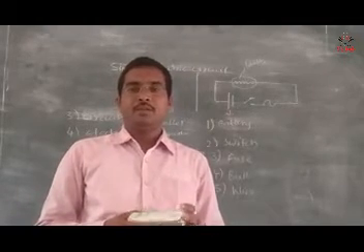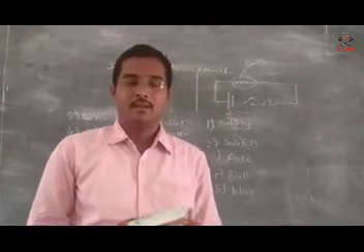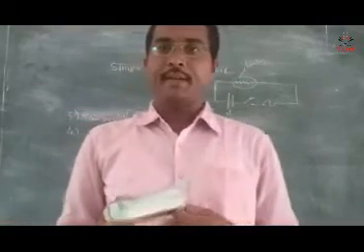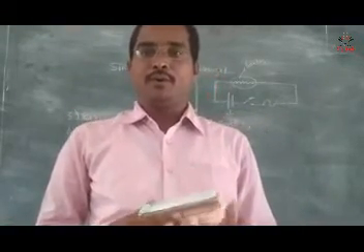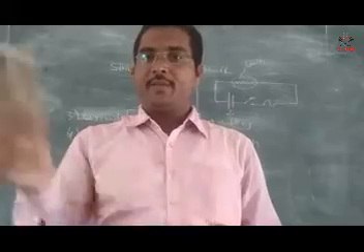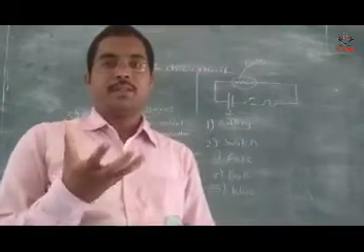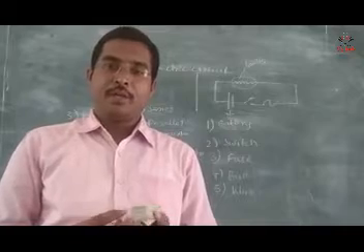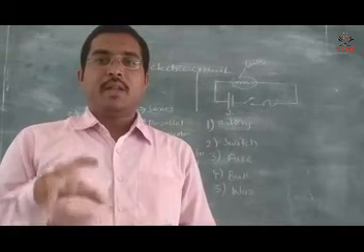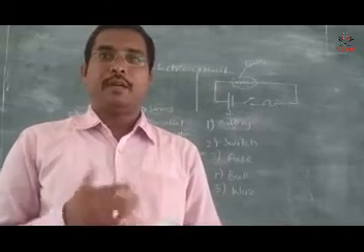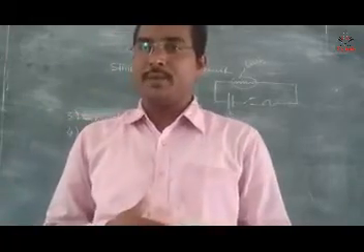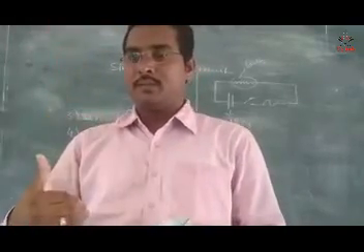Currently, during rainy season, thunderstorm and lightning. Lightning is also one type of current. Why do we call it current? Because lightning is the discharge of charge from cloud to earth.